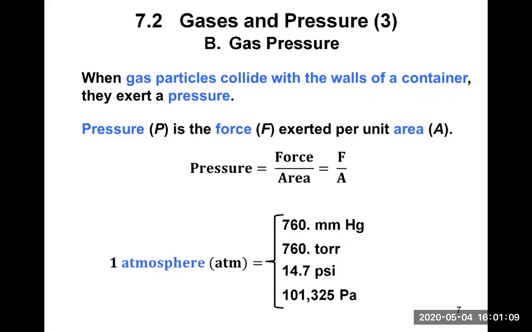So all of these units, as they are written here, are equal to each other, right? 760 millimeters of mercury is equal to 760 torr, which is also equal to 14.7 psi, which is also equal to 101,325 Pascal, which are all equal to 1 atmosphere, right? You can write all kinds of equality statements from these.